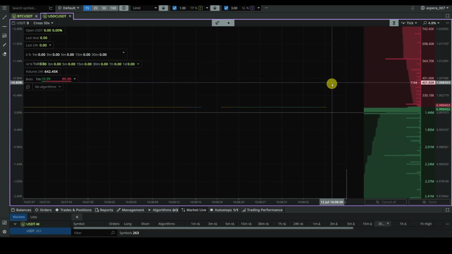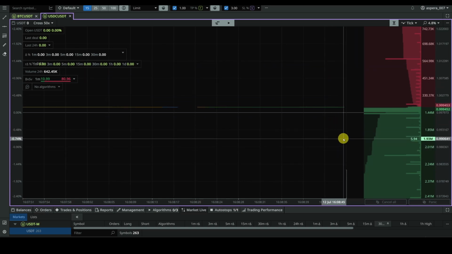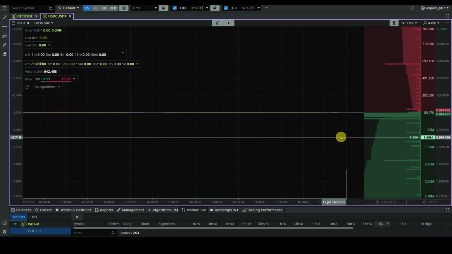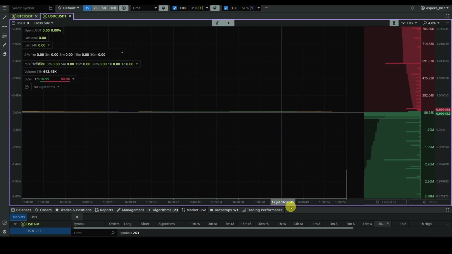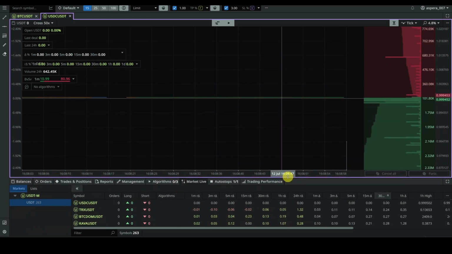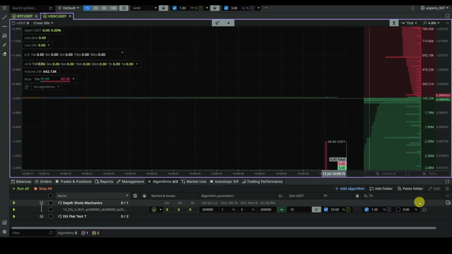So this way, I'm going to be able to see exactly what my algorithm is doing without having to worry about, okay, now the order book has changed so much and now I don't understand what's going on. So we're going to use this guy, USDC. At least it's good for something. Now for my algorithms, it's important to turn on this thing, algorithm profiling, because we're going to be using that a lot.